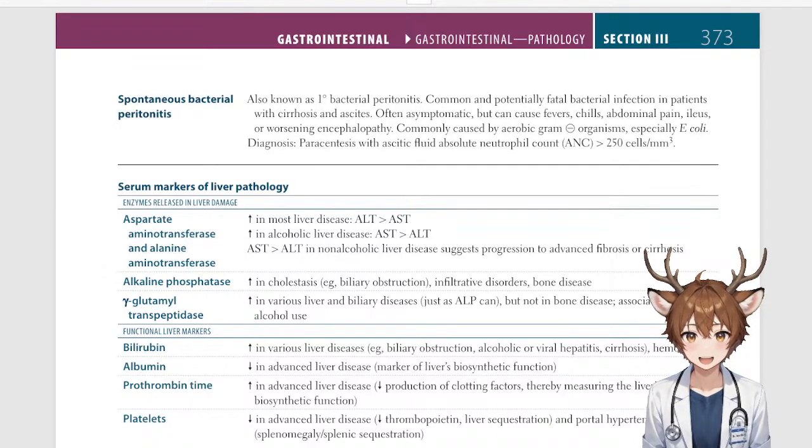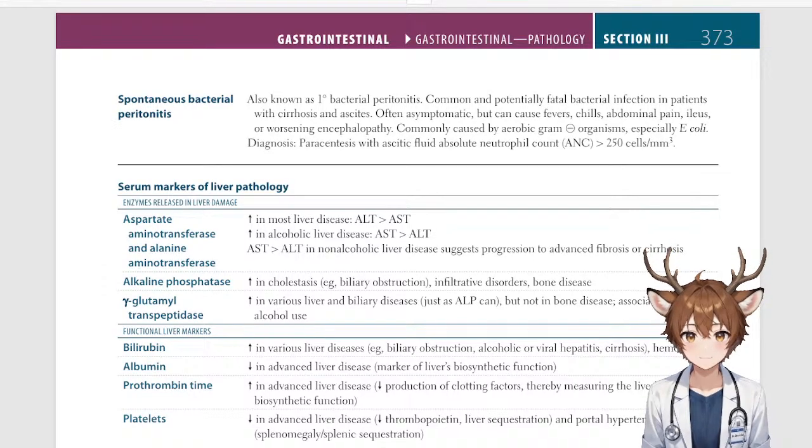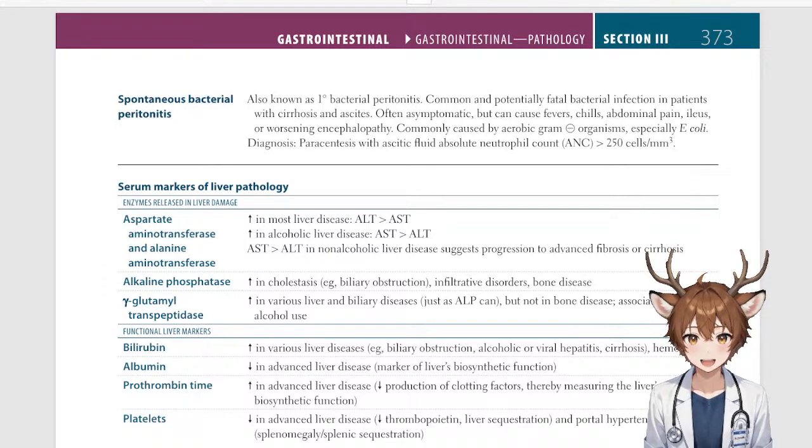Diagnosis: paracentesis with acidic fluid and absolute neutrophil count, ANC, greater than 250 cells per cubic millimeter. Empiric first-line treatment is third-generation cephalosporins like ceftriaxone.